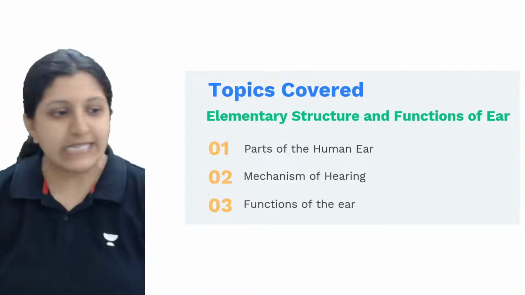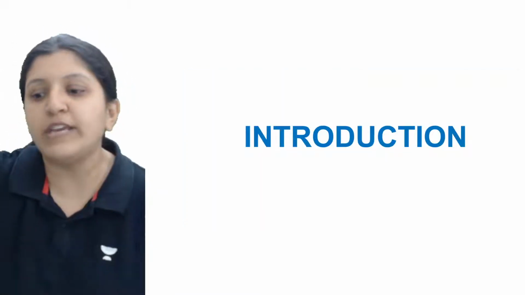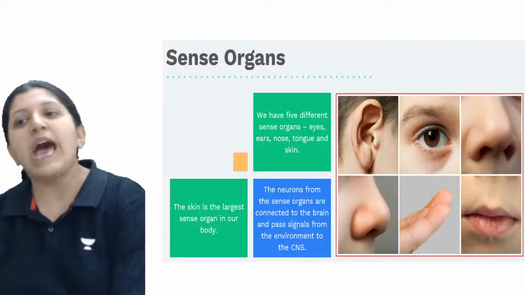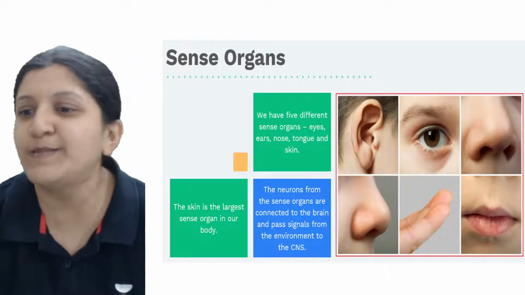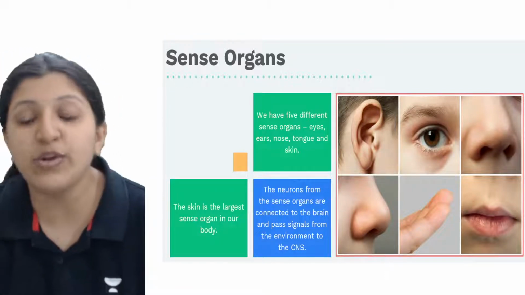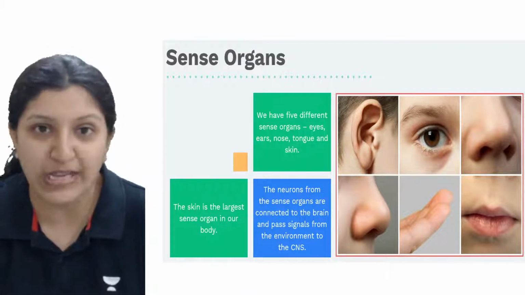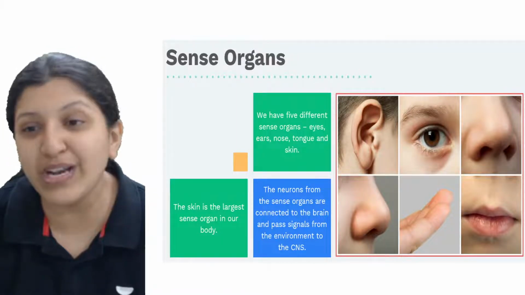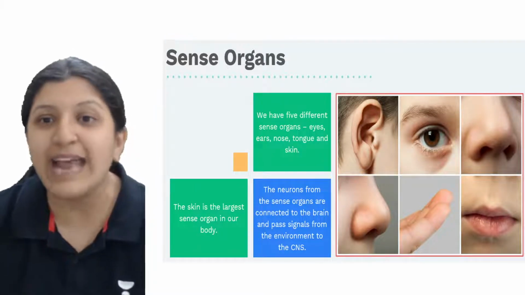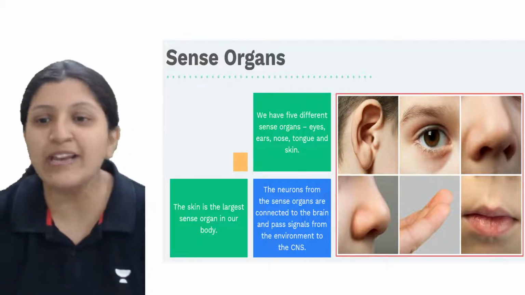Okay, so let's have a look at this. Basically we'll discuss the function of the ear. Let's have a look at the introduction. Among sense organs, we have the eyes, the ear, the nose, the taste buds in the mouth, and the whole of the skin. All of these are basically the sense organs. So we have 5 different sense organs: the eyes, ears, nose, tongue, and skin. Skin is the largest sense organ in our body.